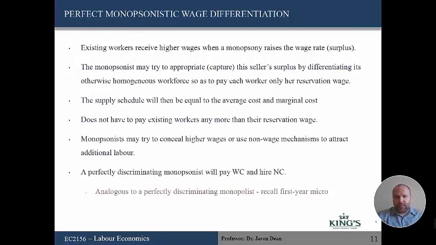So there are cases where firms will try to do this. They may try to conceal higher wages or use non-wage mechanisms to attract additional labor. So there are different types of ways. So in that example with having to hire the extra person and pay a wage of $7.50, perhaps they could entice that person with maybe some extra vacation time and get them to work at the $7 an hour. So then the marginal cost to them would be not much at all.